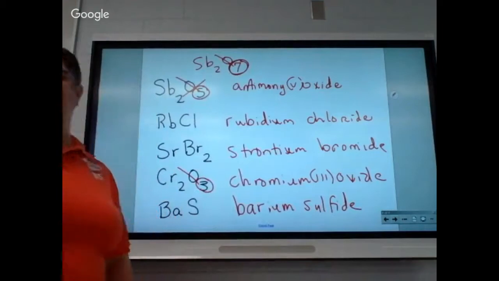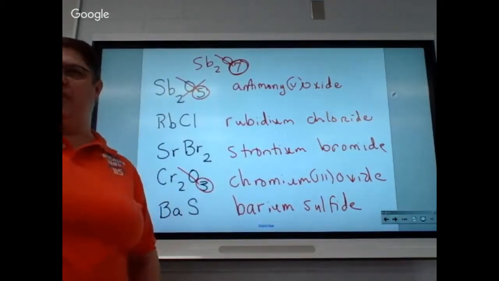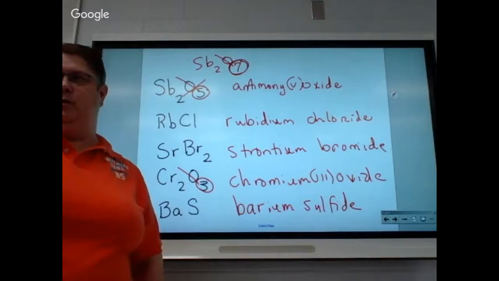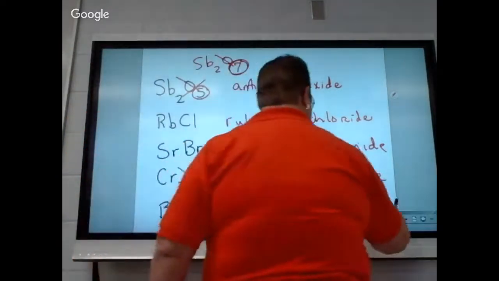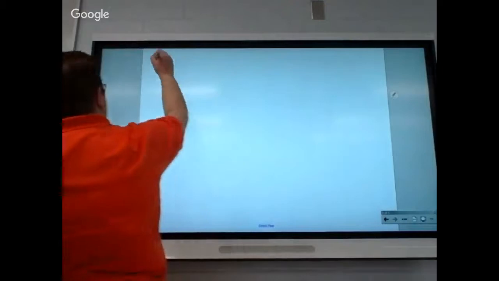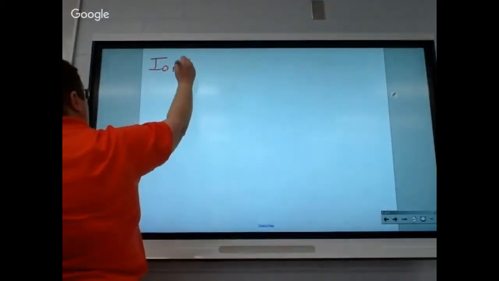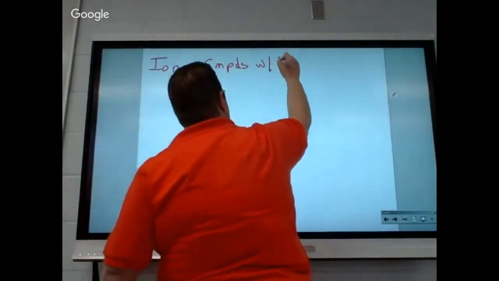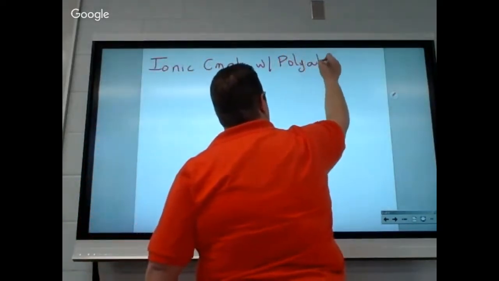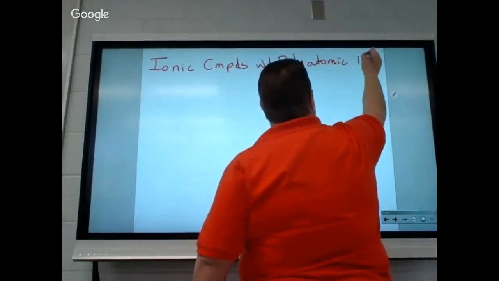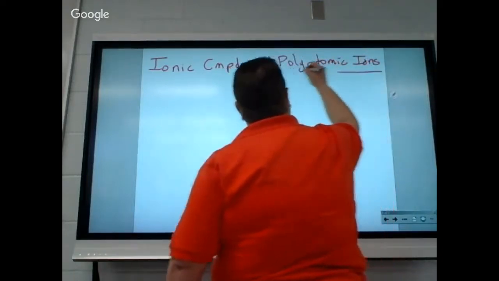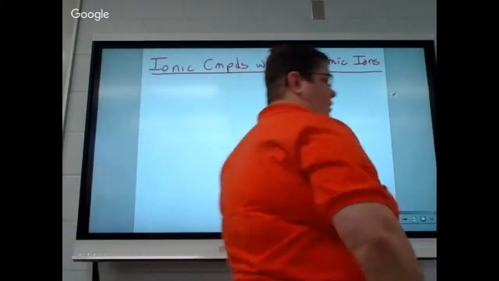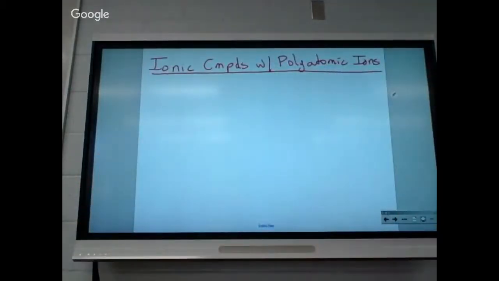Questions about how to write the names? Anybody? You feel better about when we do and don't use the Roman numeral? Okay. Now, today, we're going to talk about ionic compounds with polyatomic ions. So, your homework sheet from last night, don't lose it. The practice that goes with today is on the back side of it. Remember, I was conserving paper.